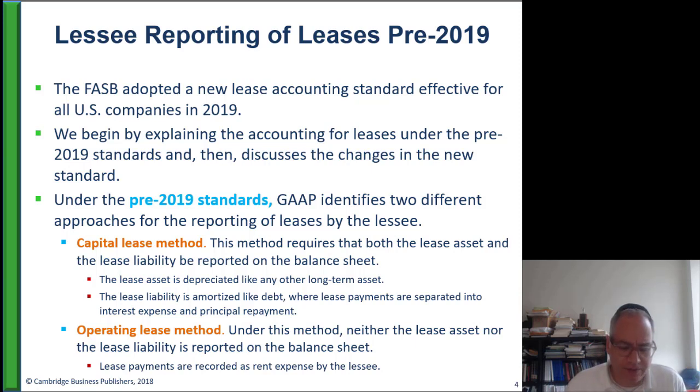So basically, if 75% of the lease payments, the present value of the lease payments, is equivalent to the value of the asset, if it's less than 75%, you would treat it as an operating lease. And when it's more than 75%, you would treat it as a capital lease.